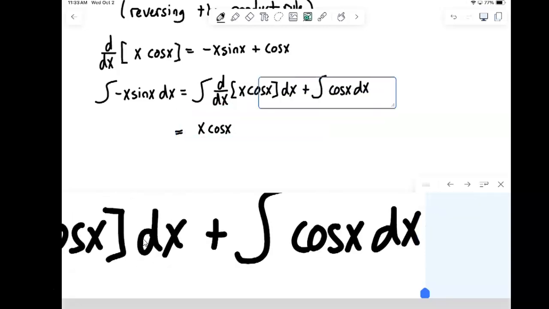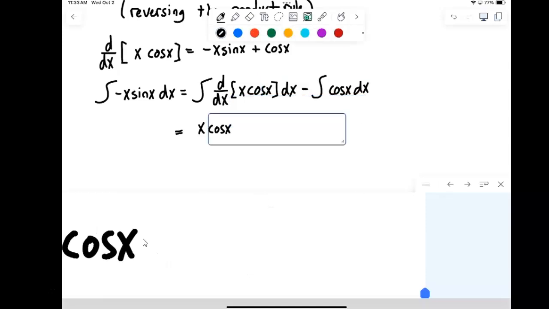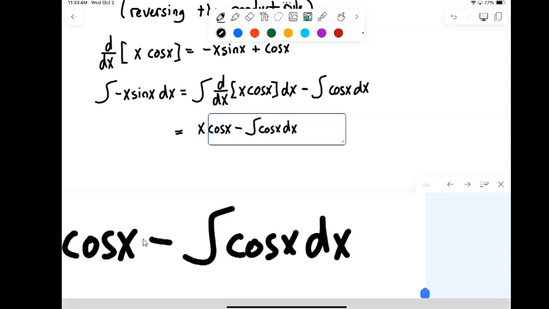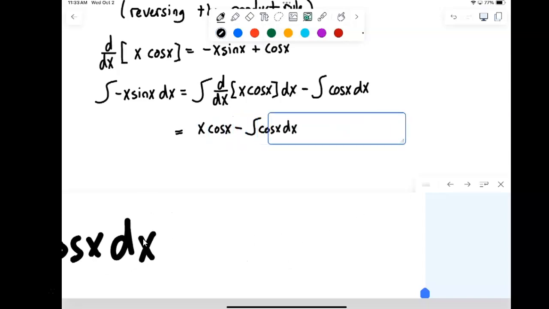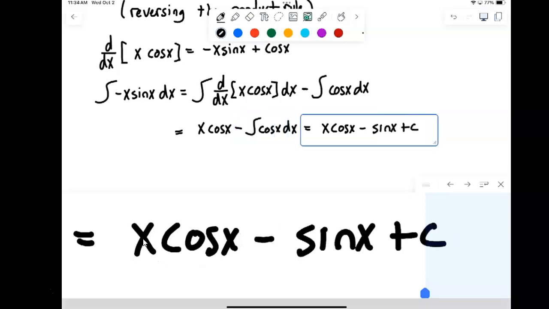And oops, I had a sign error. I had to bring cosine over, so it's actually minus that integral. And then that's minus the integral of cosine, which of course I can work out. I know the integral of cosine, so this would actually just be x cosine x. Integral of cosine is just sine, and then plus our constant.